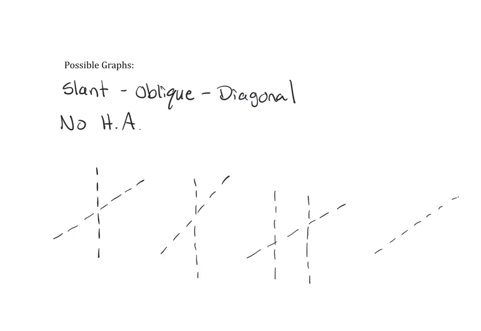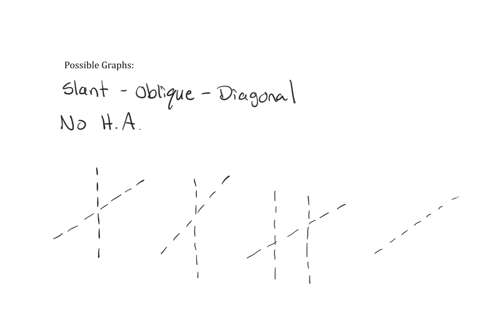Today's lesson, we're going to continue graphing rational functions, but this time, instead of horizontal asymptotes, we're going to have slant or oblique asymptotes. When you have oblique asymptotes, you do not have a horizontal asymptote. So, quick sketch of some possible graphs that you'll see today.